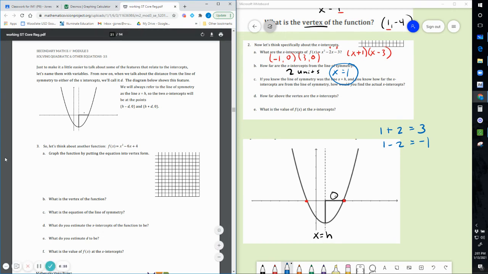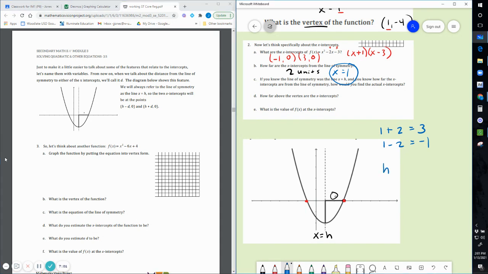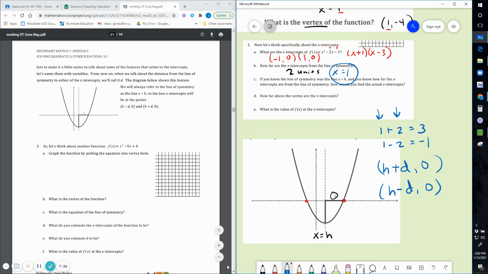On your paper, you're going to see that to find one of the values, you take your h, which is your axis of symmetry, and you add it to d, and that's going to give you one of the answers. That's your x value, comma 0. Or you take your h value, your axis of symmetry, and subtract the distance, comma 0. In this case, h was 1 and d was 2, and we literally did that, and that's how we can figure it out if we knew that distance. It's the same in both directions. But we already knew the x-intercepts anyways in this problem.